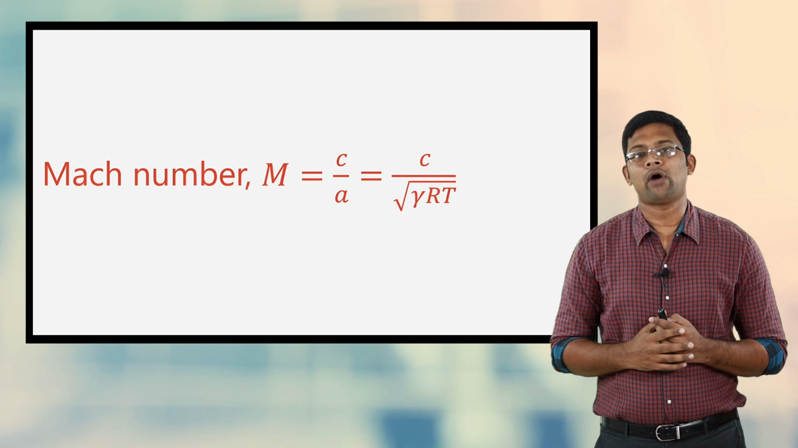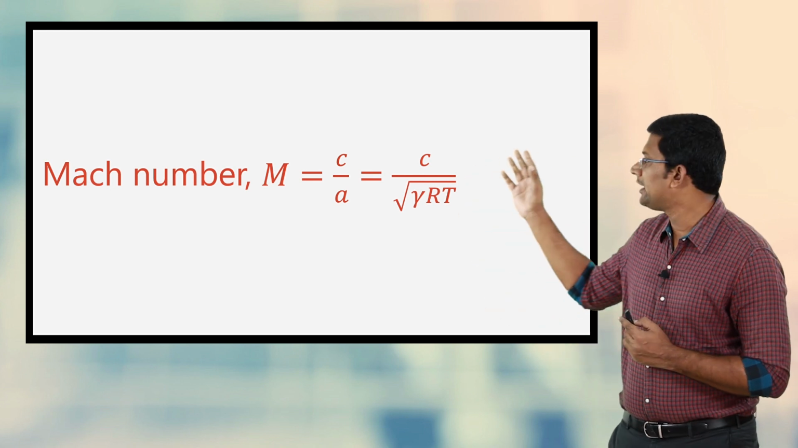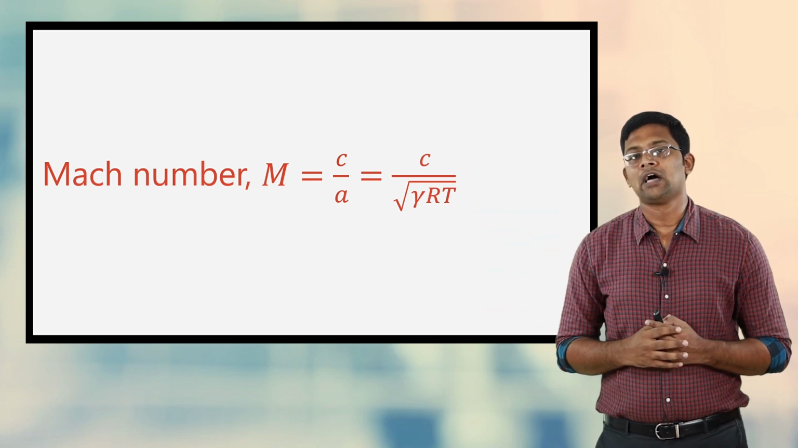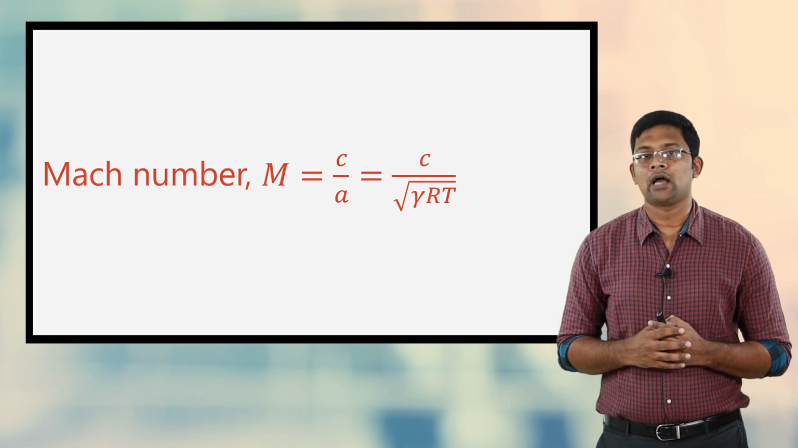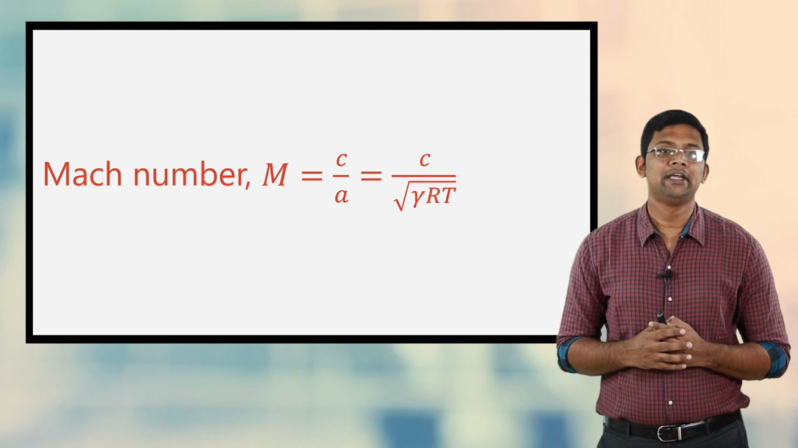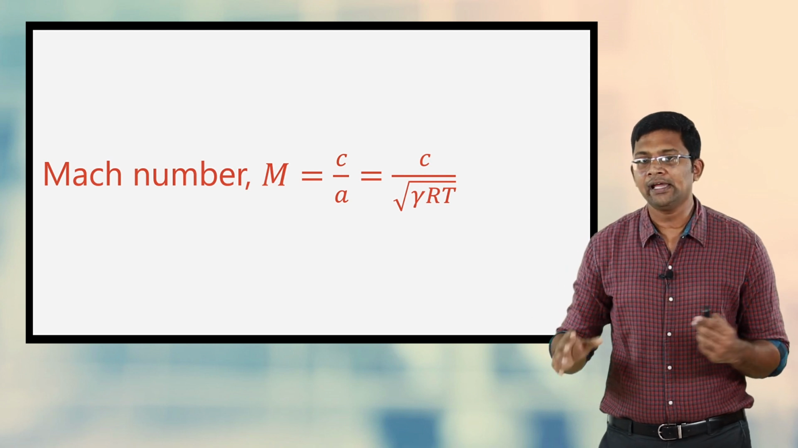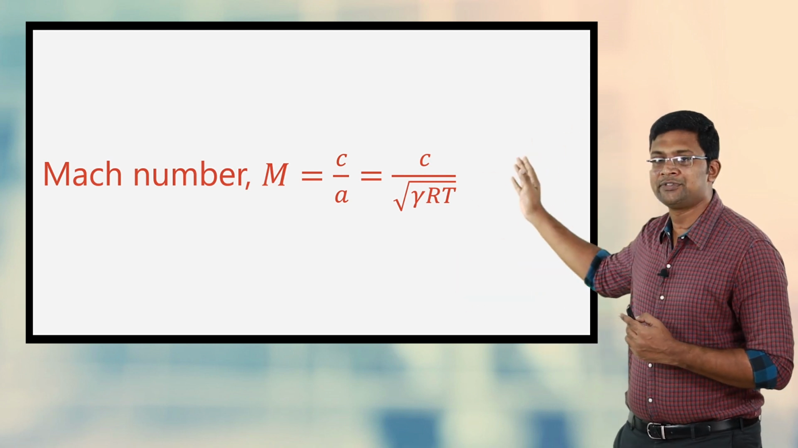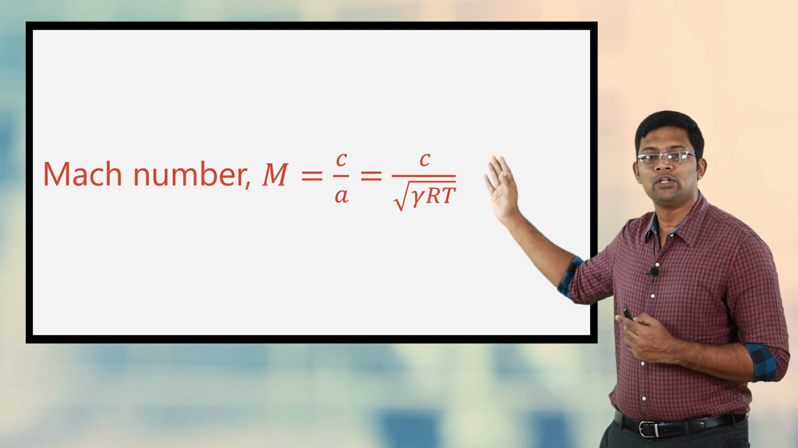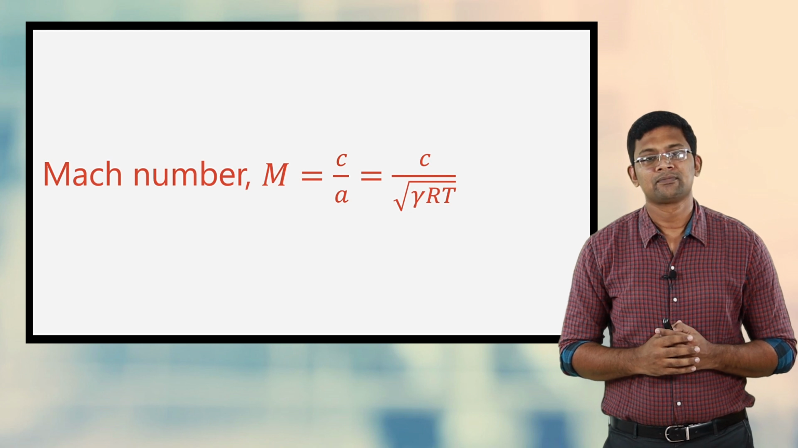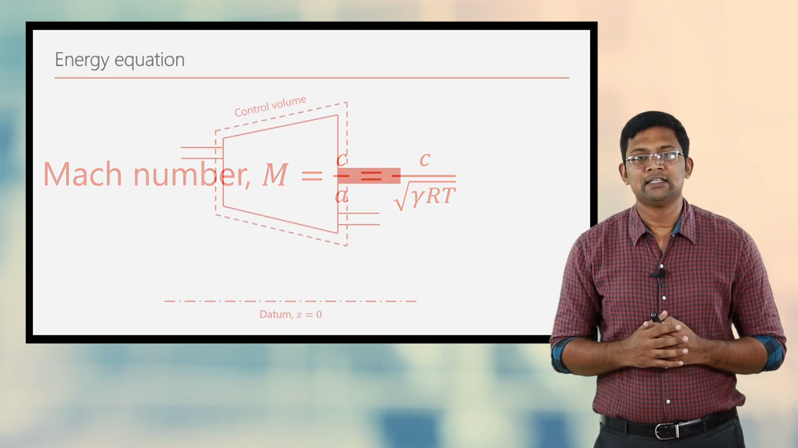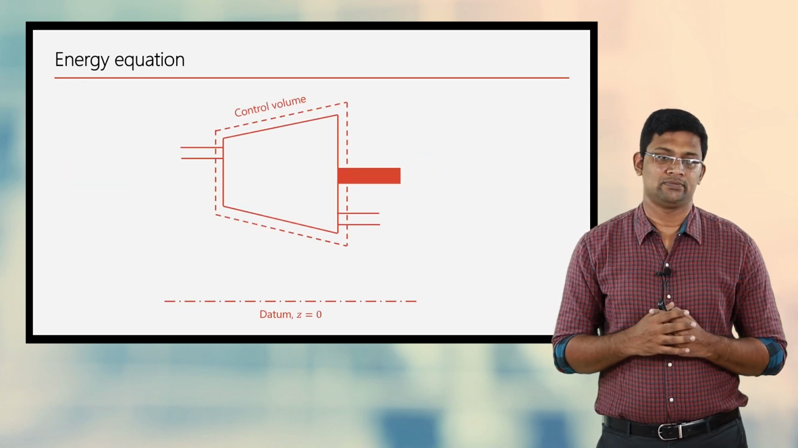Now in a later video, I will be showing that the velocity of sound is equal to root of γRT, where γ is the ratio of specific heats, R is the characteristic gas constant and T is the temperature. So finally, the most important expression for this subject, Mach number M is equal to c divided by root of γRT. Now let us discuss about the energy equation.